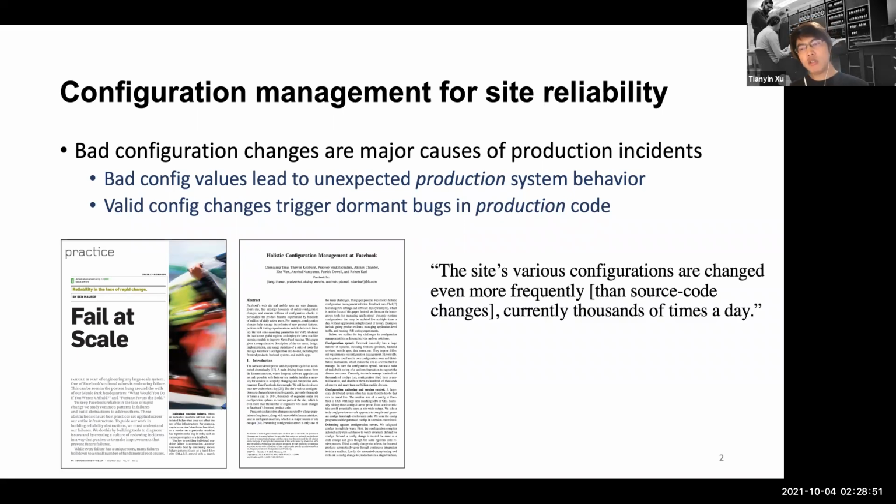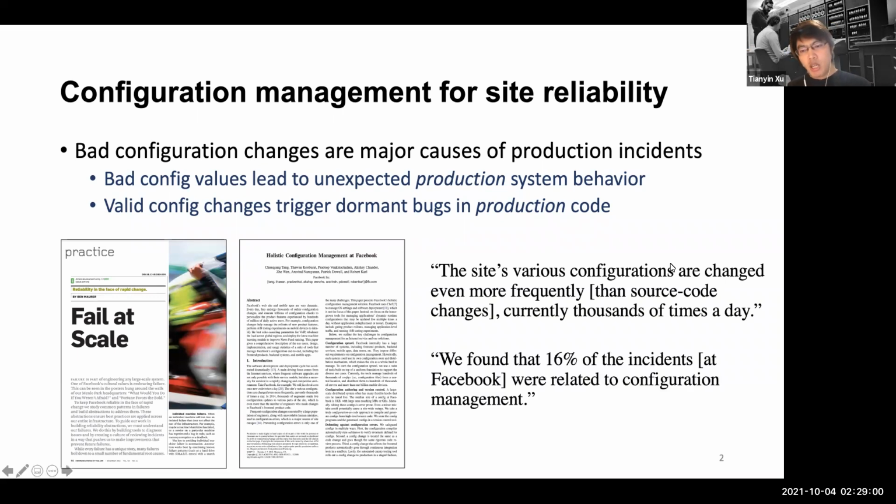For example, it shows that configurations are changed even more frequently than source code at Facebook, currently thousands of times a day. And 16% of the production incidents at Facebook were related to configuration management. Although the 16% number does not really look pretty, interestingly, the authors used this number at the conference to showcase that Facebook was doing much better than other companies. At the time, there were a number of failure studies published by industry which typically had a much bigger number on configuration, typically more than 20% or even 30%.